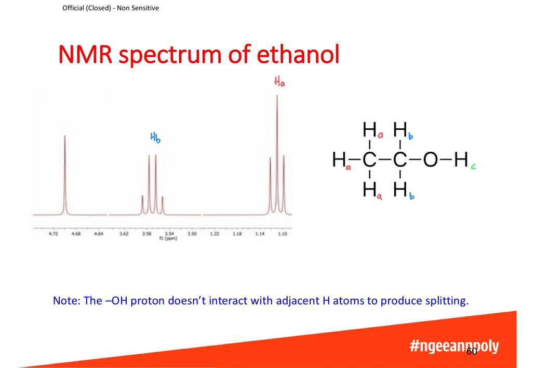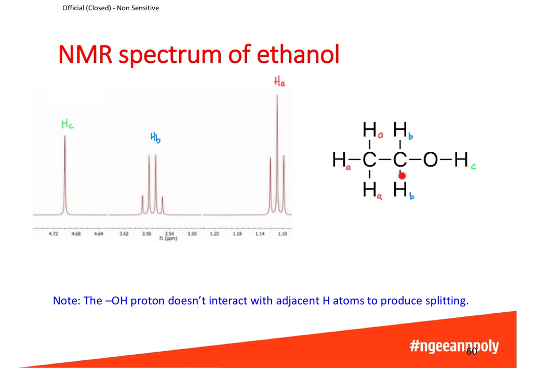Finally, let's take a look at HC, which is the OH proton. Something special about OH protons is that it does not interact with adjacent H atoms to produce any splitting. Therefore, the HC proton gives rise to a singlet peak. Let's also recap a little on what we've seen earlier on chemical shifts. For the OH proton, it can be found in a wide range of chemical shifts between around 1 to 5 ppm. So this HC peak is within the range.